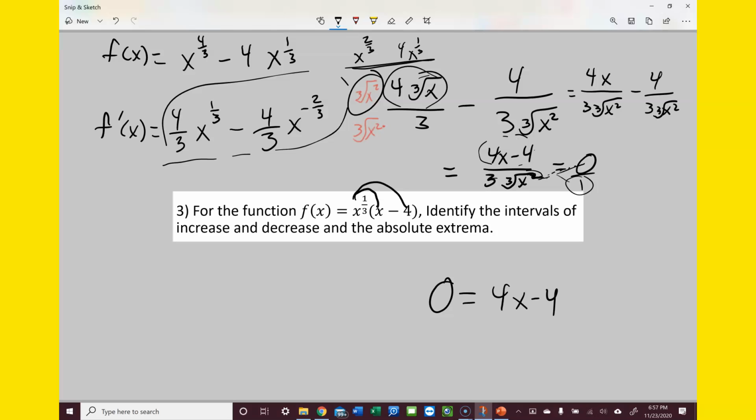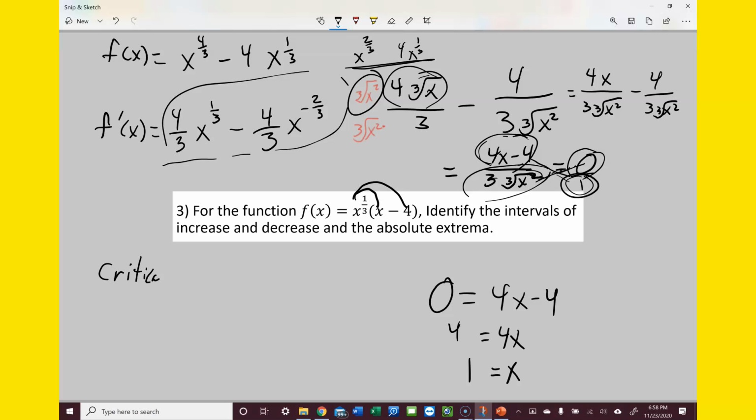Okay, hopefully you're able to follow that. 4x minus 4, cross multiplying with the 1 on bottom here is just 4x minus 4. 0 on top here, cross multiplying with the 3 cube root of x squared on bottom here is just 0. So now I solve this, move the 4 over, divide by the 4: 4x equals 4, divide by the 4, x equals 1. So there's one of my critical points.